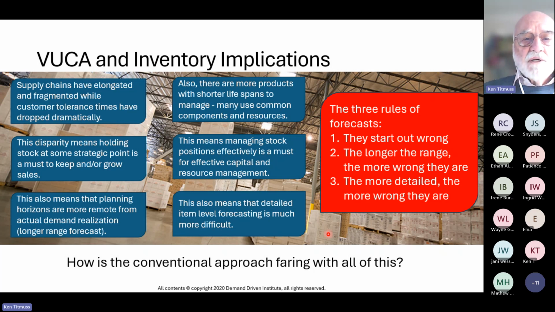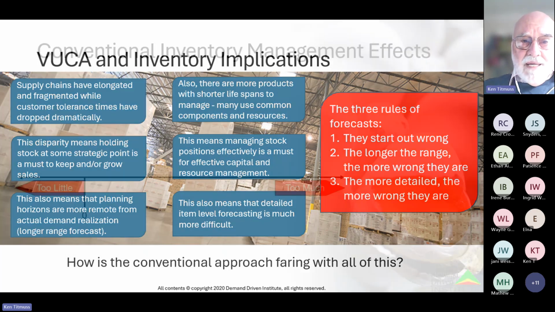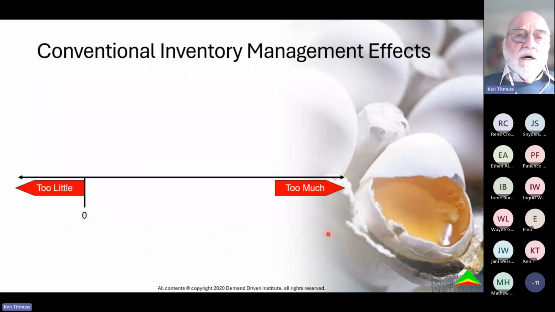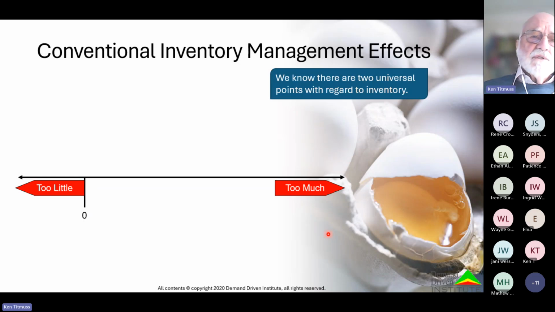So how is this conventional approach faring for us all? Well, generally not very well. Let's look at a single SKU, and there are two universal points with regards to a stock keeping unit or an item. We have point A here, where we have too little, or worse still, we have nothing and we've got back orders and upset customers. And over on the B side here, we've really got too much for our current needs. We've spent money on things that we don't really need at this moment in time.